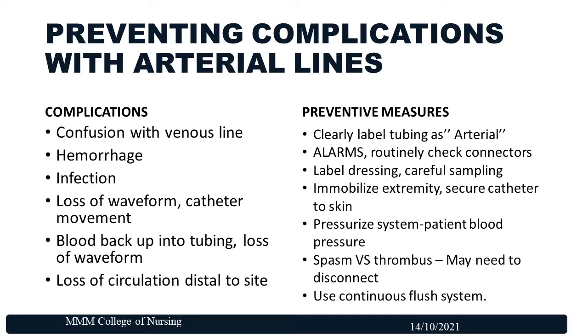How to prevent complications of the arterial line? Complications are confusion with the venous line, hemorrhage, infection, loss of waveform, catheter movement, blood backup into tubing, and loss of circulation distal to the site. Preventive measures: clearly label tubing as arterial, routinely check alarms and connectors, label the dressing, careful sampling, immobilize the extremity, secure the catheter to the skin, pressurize the system, monitor patient blood pressure, spasm versus thrombus may need the line to be disconnected, use a continuous flush system.